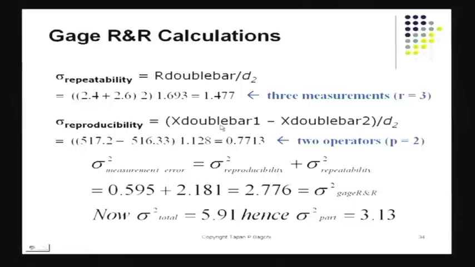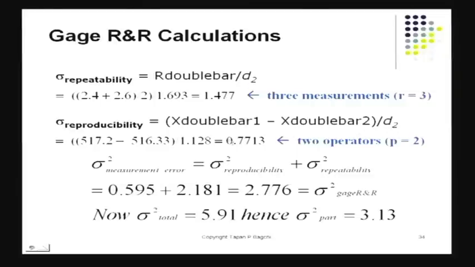That's caused by the gauge. Reproducibility would come when I look at the X double bar on one side and X double bar on the other side, and I divide that. This is now a range. This range is attributable to the two operators, and therefore this D2 would have to be dependent on P equal to 2. I go back to the table again, and I can actually do that.